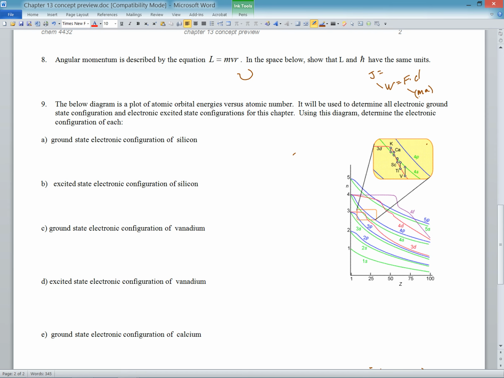Since it's times seconds, the seconds cancels out, so you only have one second on the bottom, which is kilograms meters squared over seconds. Yeah, h bar is joules times seconds. We're doing electron configuration next. Cool, so you got it?